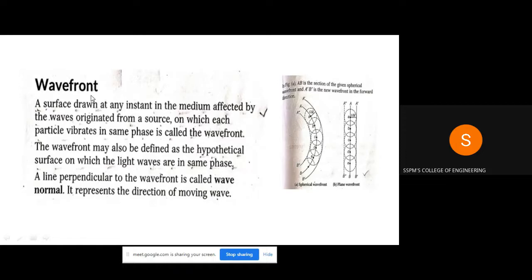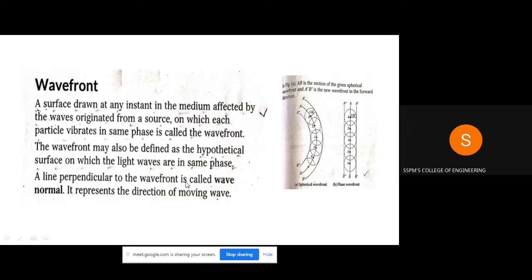What is a wavefront? A wavefront is a surface drawn at any instant in the medium affected by the waves originated from a source, on which each particle vibrates in the same phase. This is the locus of all the points where all these waves reaching should be in phase at any instant of time. So that is called a wavefront.